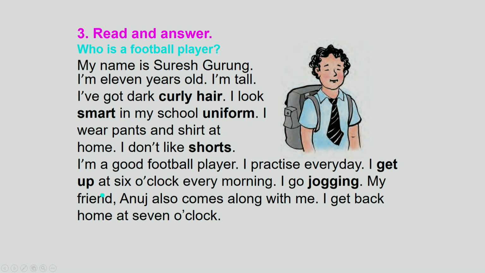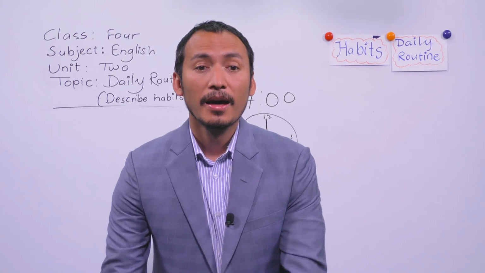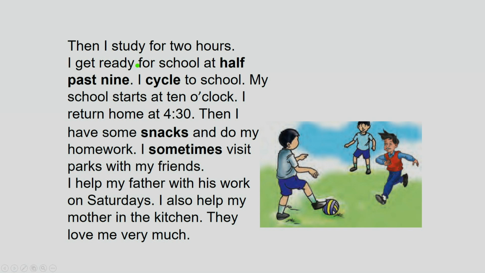I go jogging. My friend Anuj also comes along with me. I get back home at 7 o'clock. Then I study for 2 hours. I get ready for school at 9:30. I cycle to school. My school starts at 10 o'clock. I return home at 4:30. Then I have some snacks and do my homework. I sometimes visit parks with my friends. I help my father with his work on Saturdays. I also help my mother in the kitchen. They love me very much.